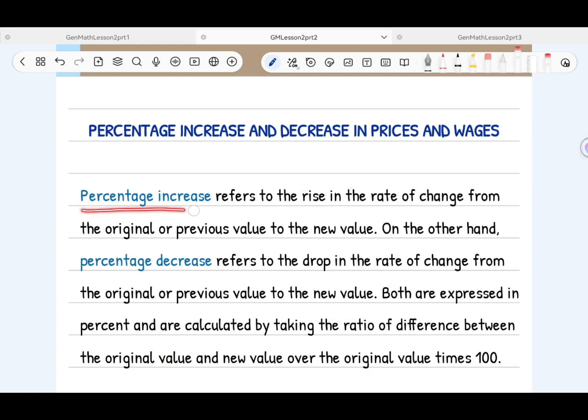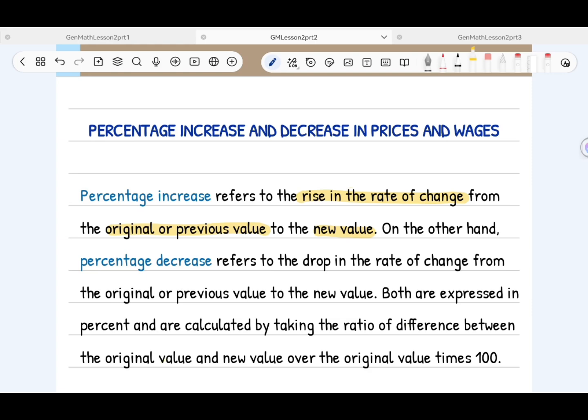For the percentage increase, it refers to the rise in rate of change from the original or previous value to the new value. So from the word increase, meaning to say, yung percentage or yung value, tumataas siya compared to the original or previous value.